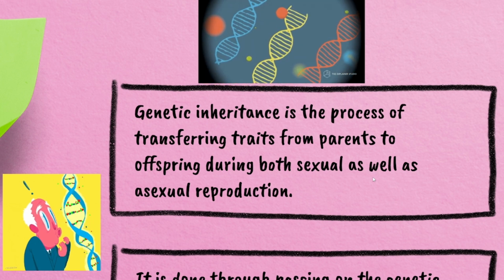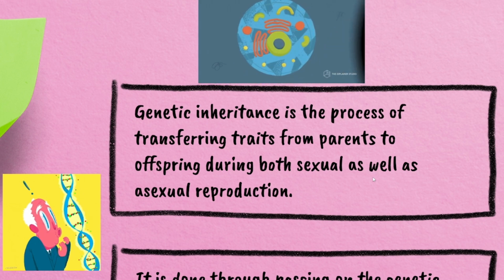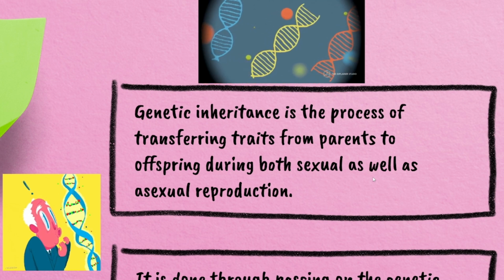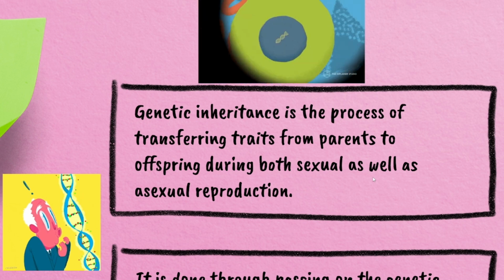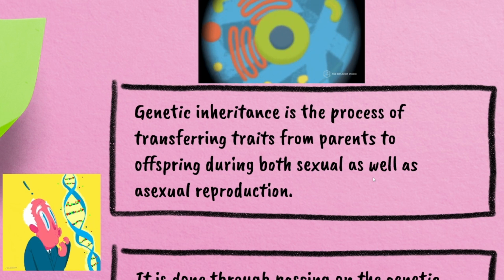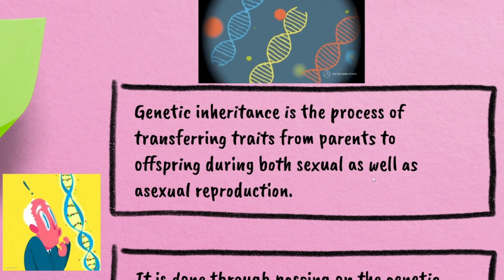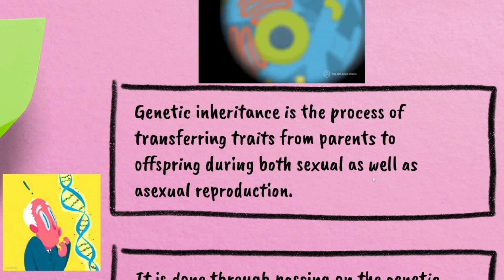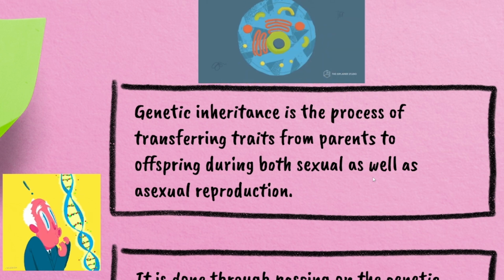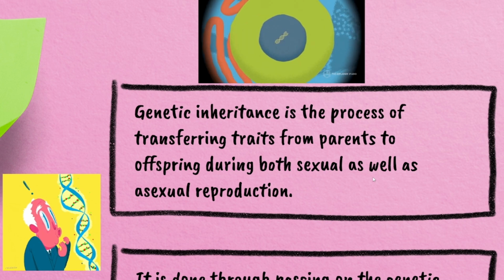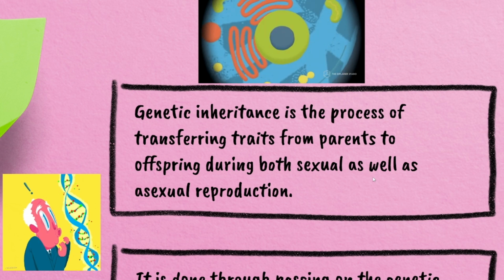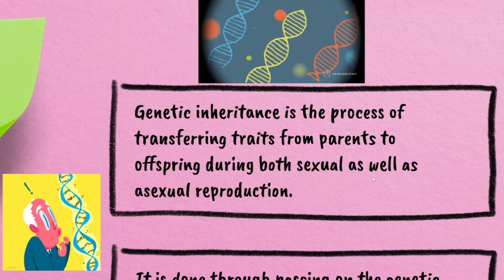Okay, so genetic inheritance is the process of transferring traits from parents to offspring. Traits, we just learned, are characteristics. So we can say that genetic inheritance is the process of transferring characteristics from parents to offspring. Remember that we have things in common with our parents. These characteristics are therefore transferred from parents to offspring by the process of genetic inheritance during both sexual as well as asexual reproduction. We learned about asexual reproduction before, which happened due to mitosis, which produced exact same copies of the cells.